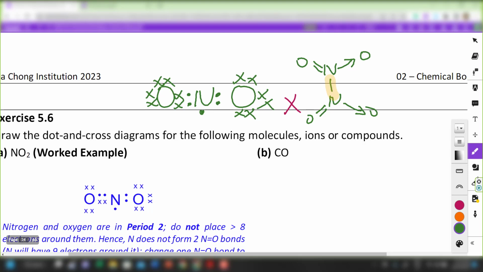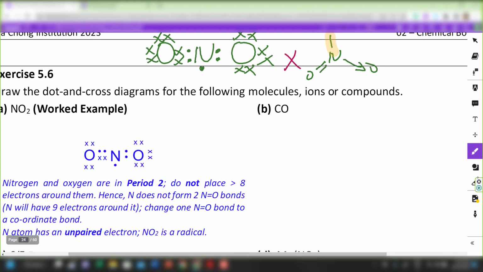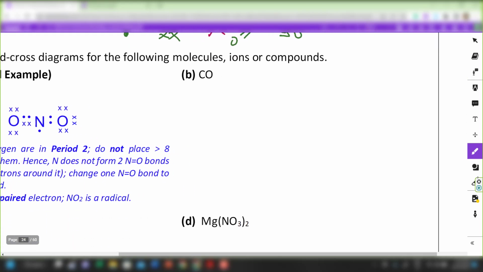As to the reasoning, it's not within the scope of chemical bonding to explain it. You probably need to understand a little bit more about the energetics. So probably when you reach the chapter on chemical equilibrium or thermodynamics, you will have a better idea why this is happening. Okay, so the next molecule we're going to draw is CO.